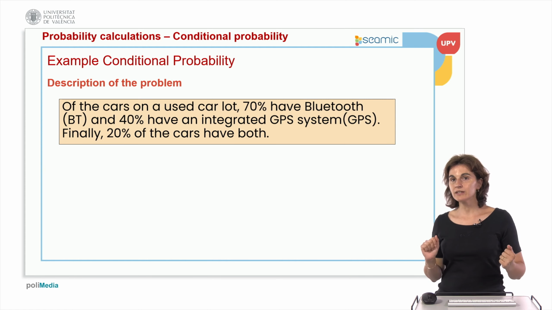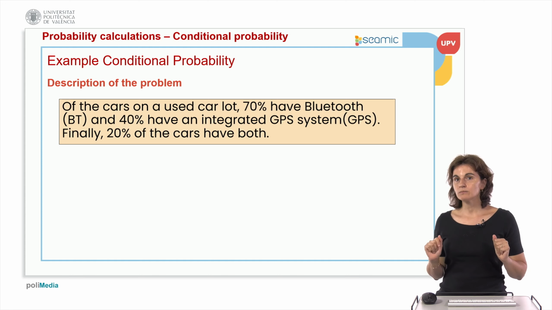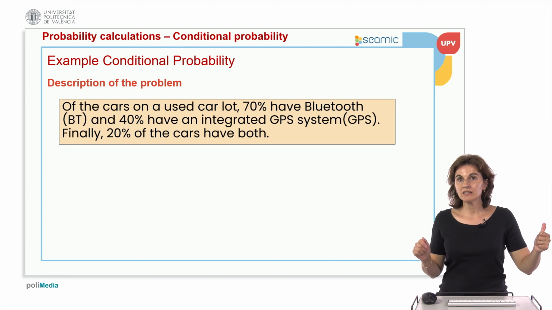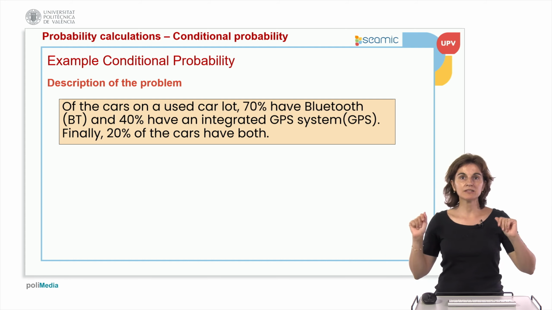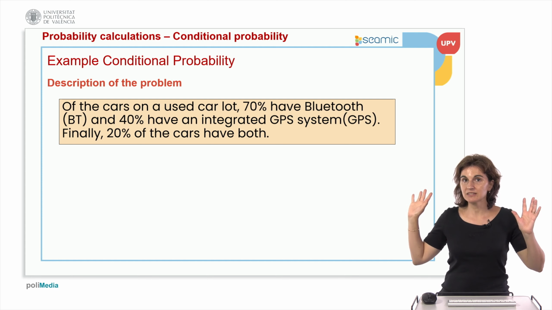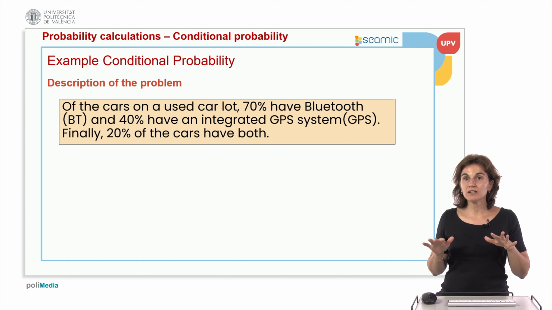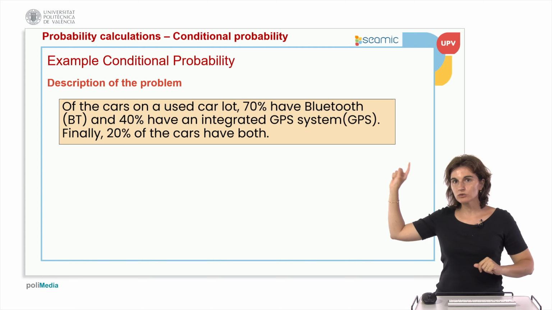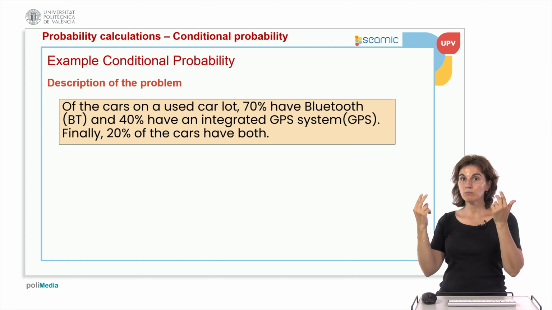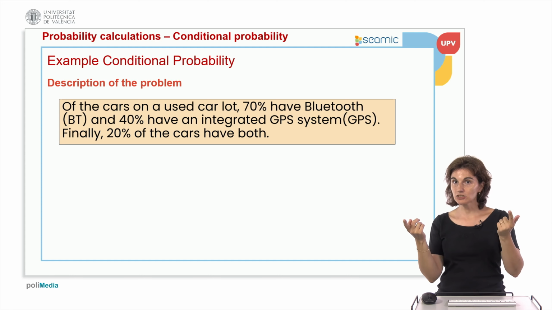Imagine that we are working in a car lot and we have some relative frequencies about two interesting features of the cars, having Bluetooth and also having an integrated GPS system. We know that among our cars, 70% have Bluetooth and 40% have an integrated GPS system, and 20% of cars have both. Be careful with this writing. Having both means joint probability of accomplishing both features. That means intersection.